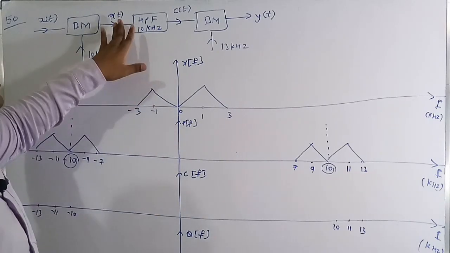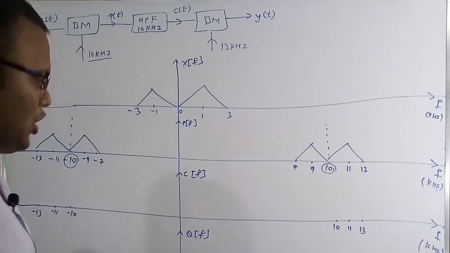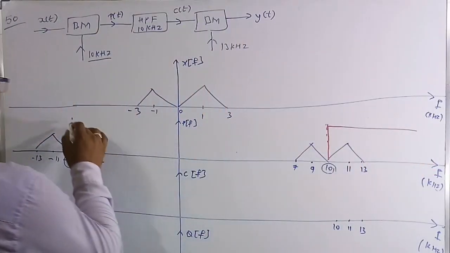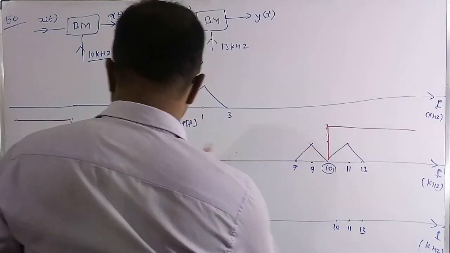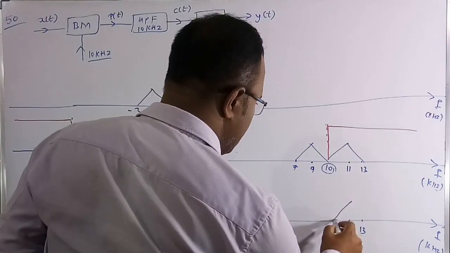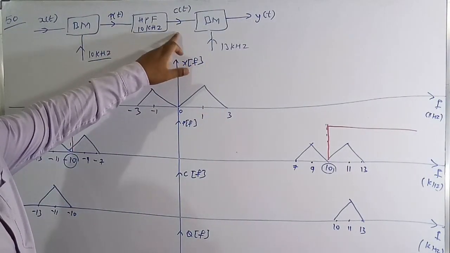Now we have to pass this through the high pass filter of 10 kilohertz. Only the frequencies greater than 10 kilohertz are going to pass, but not the lower frequencies. So these are eliminated and this is also eliminated. Only these frequencies are transferred, from 10 kilohertz to 13 kilohertz. This is the Fourier transform of c of t.